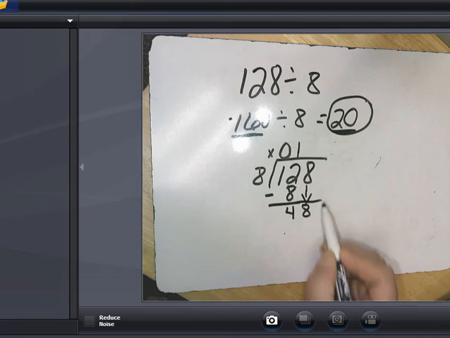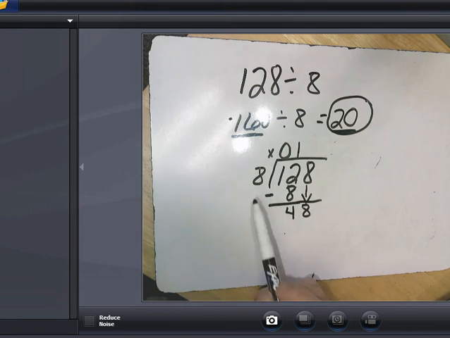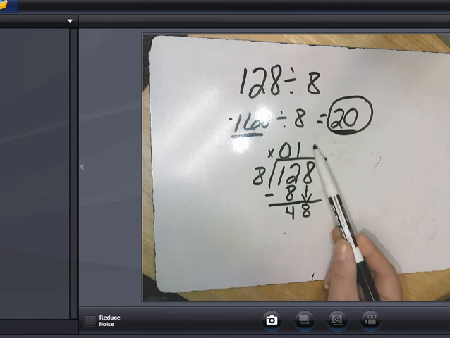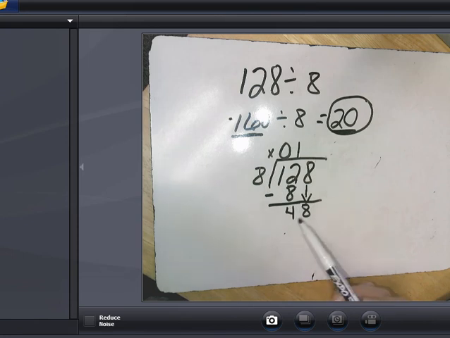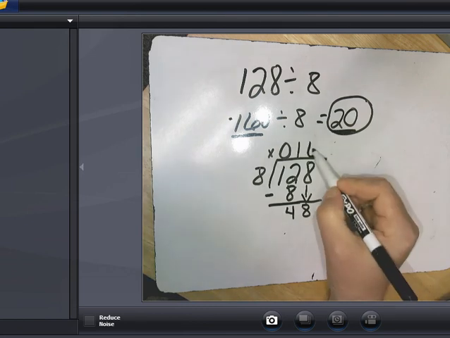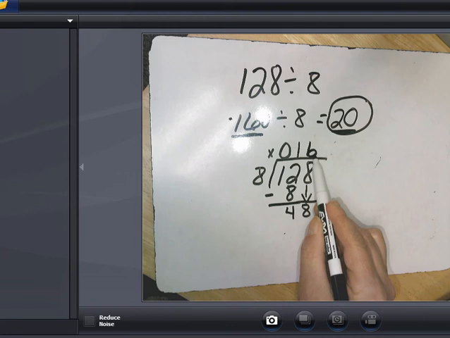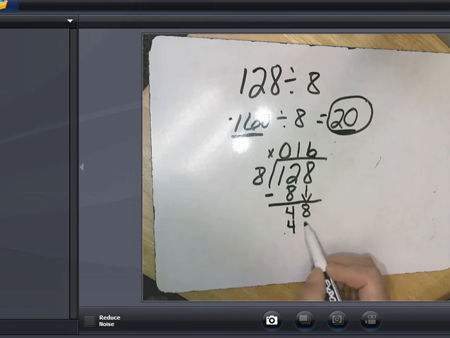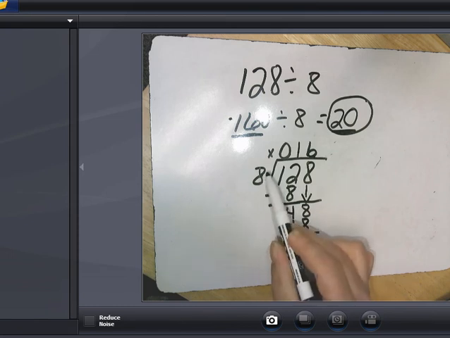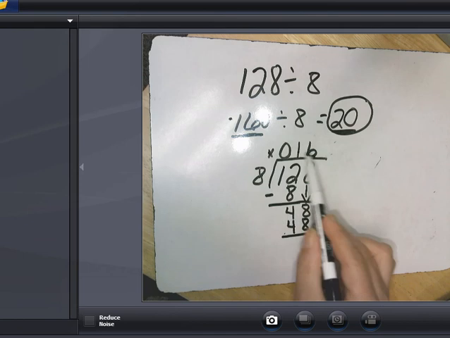Now I have to look at this, and 8 divided by 48. So I'm thinking to myself, 8 times what equals 48? Well, that's my favorite fact. So 8 times 6. And what is 8 times 6? It's 48. So I divided 48 by 8. I did 8 times 6. I got 48. Now I'm subtracting.